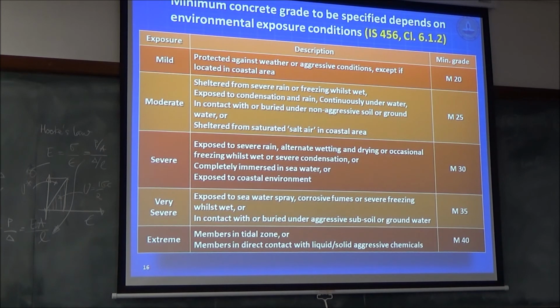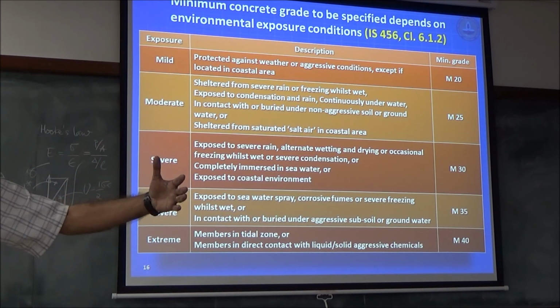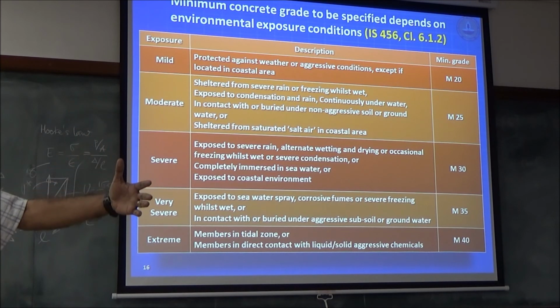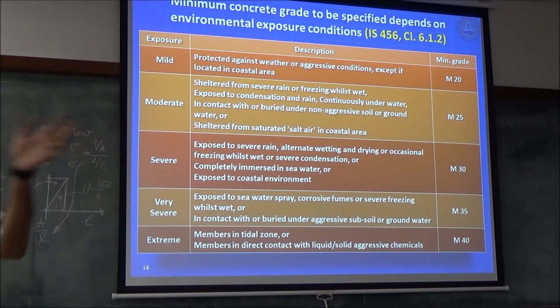This is moderate. Severe is exposed to severe rain, alternate wetting and drying, or occasional freezing whilst wet, or severe condensation, or completely immersed in seawater, or exposed to coastal environment. M30. This is what I would recommend for Chennai. We're on the coast, so M30 is what we use. Sometimes for some parts of the same structure you can specify a higher grade. For example, the external facade and the columns which are exposed, and the interiors you treat as moderate or mild.